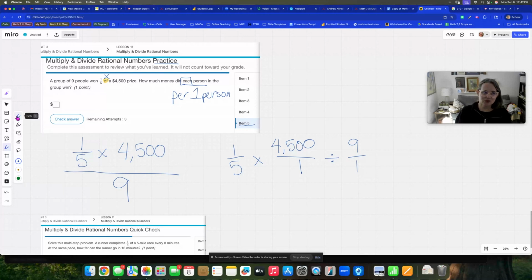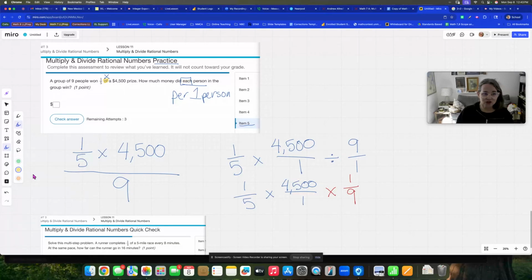Okay, so I've got multiplication and division, and now I'm going to have to keep, change, flip. So I'll keep everything else the same. I'll change the division to multiplication, and I flip the 9 over 1 to be 1 over 9. And now I'm going to do some cross-canceling. I've got choices I can make here.